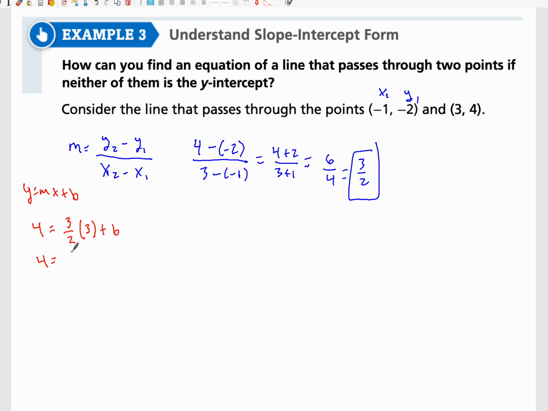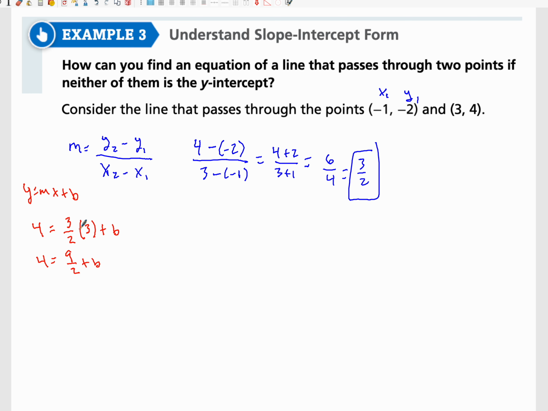4 equals 9 over 2 plus b. 3 times 3 is 9. That's just multiplication. I'm not teaching you anything there. You know how to multiply. I have no idea where half those numbers came from.